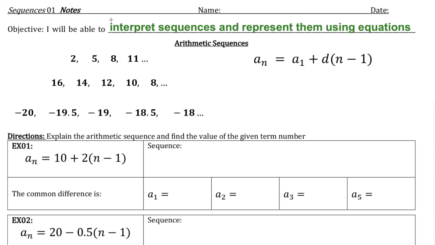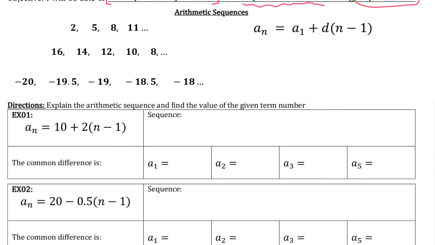All right, so in this lesson, we will interpret sequences and represent them using equations. I am going to give you an example of something called an arithmetic sequence.